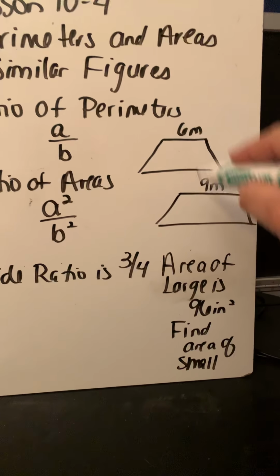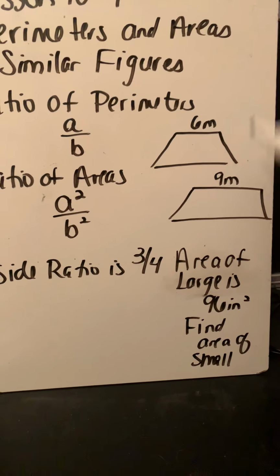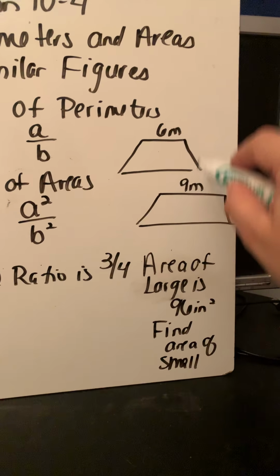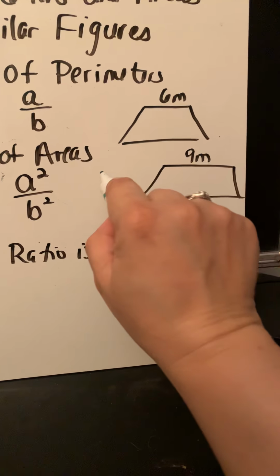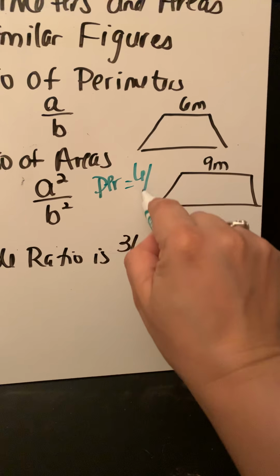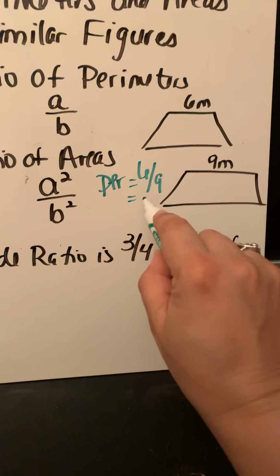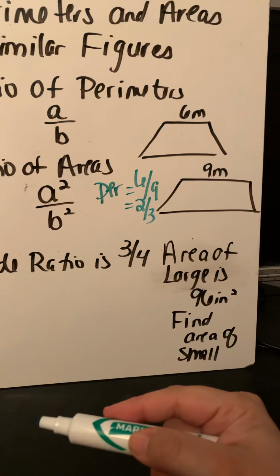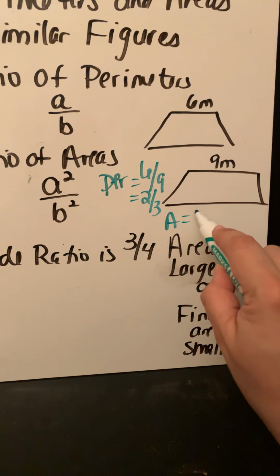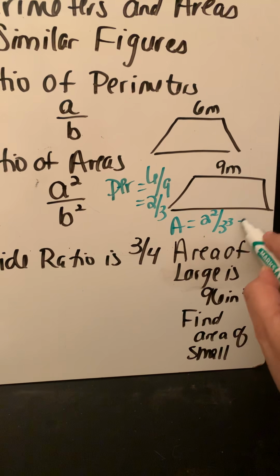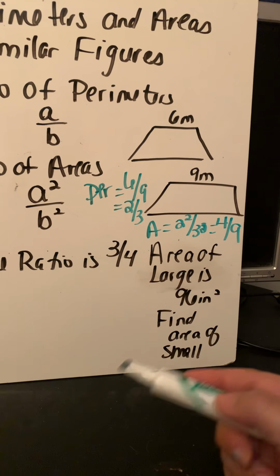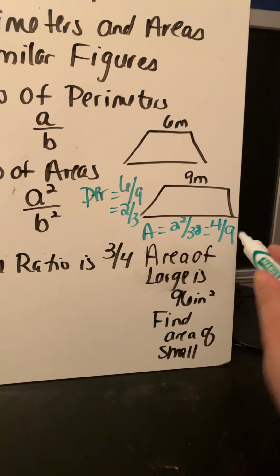So if these are my two similar trapezoids, obviously not drawn to scale, but work with me here. Those are your two similar trapezoids. So let's find our regular ratio. The ratio of the perimeter would be just 6 over 9, which reduces down to 2/3. So for your area, very simple from there, you square each of those numbers. 2 squared over 3 squared, so you would get 4/9. That's all there is to it. There's your perimeter, there's your area.